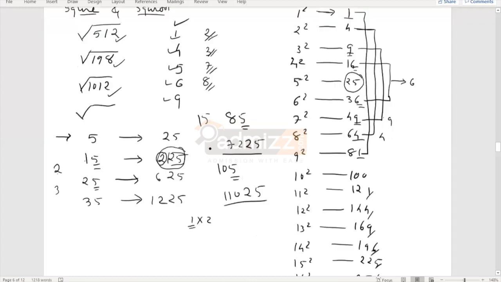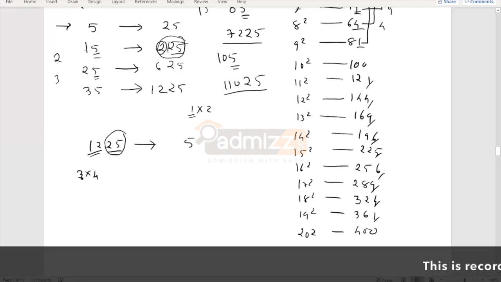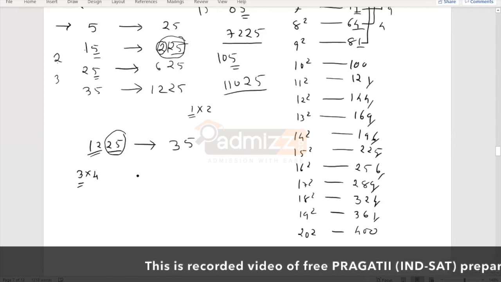Now suppose you have 1225. So what is the square root of 1225? 25 is given. The square root of 25 is 5. Now the remaining part is 12. 12 is the multiplication of two consecutive numbers, 3 multiplied by 4. 3 4s are 12. So now the smaller number is 3, so I will put here 3.